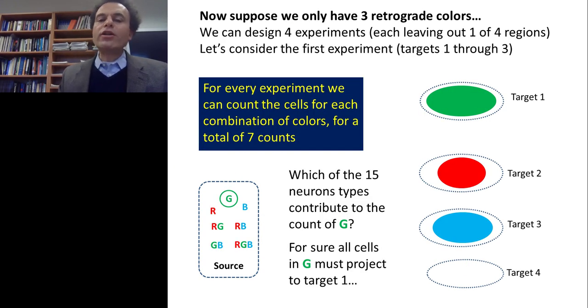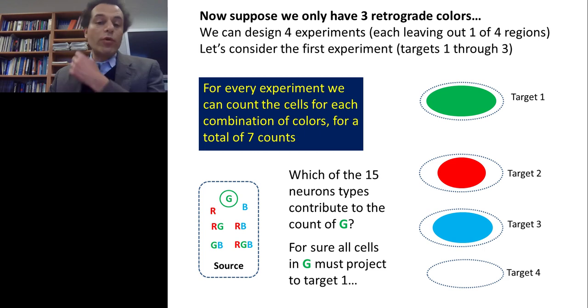And so let's now imagine that we only have 3 retrograde colors and not 4. So we can design 4 experiments. In each experiment, we will leave out one of the target regions. So let's call the 3 colors green, red, and blue. And let's remember that when we hit a target, we will not hit 100% of the target, but we'll only hit a fraction of it.